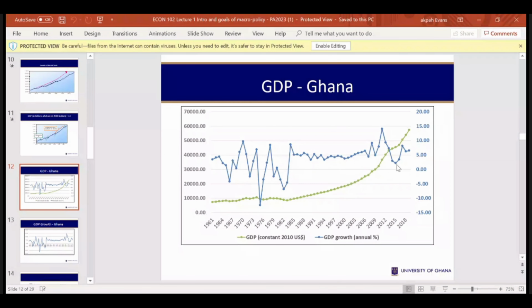But then the GDP itself has been gently increasing, as you can see. I'm colorblind, and I don't know whether it's a light blue or something else, but you can see the difference, okay?